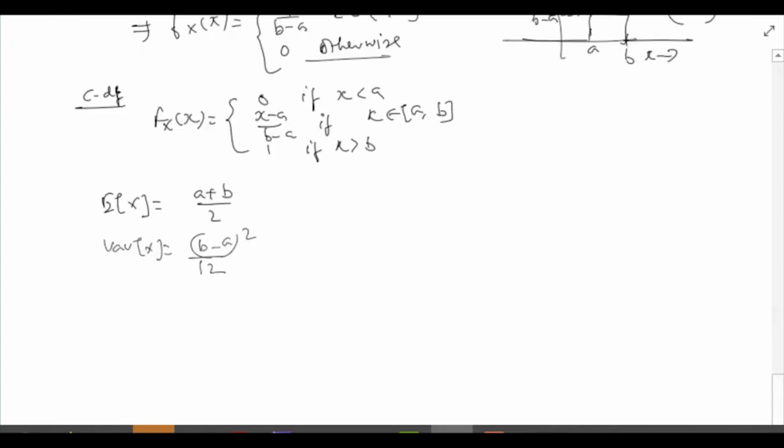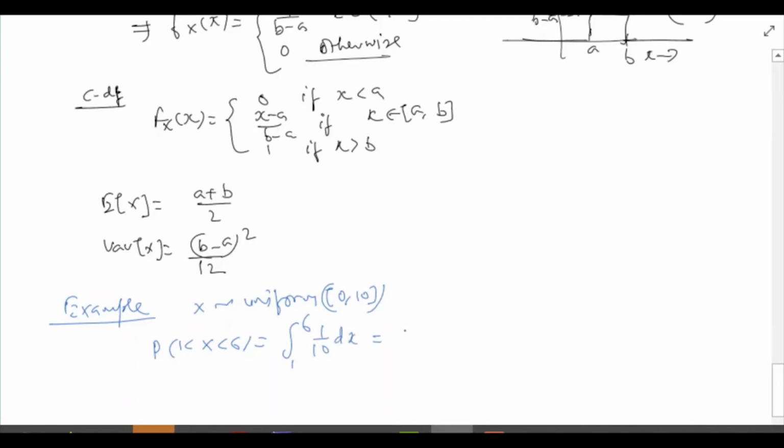Let us see an example. Suppose x is uniform over the interval 0 to 10. Then the probability that x will be between 1 and 6 will be the integral from 1 to 6 of the PDF. So the PDF has value 1 by (b minus a), that is 1 by 10, dx. So this is again (6 minus 1) by 10, that is 5 by 10, or half.